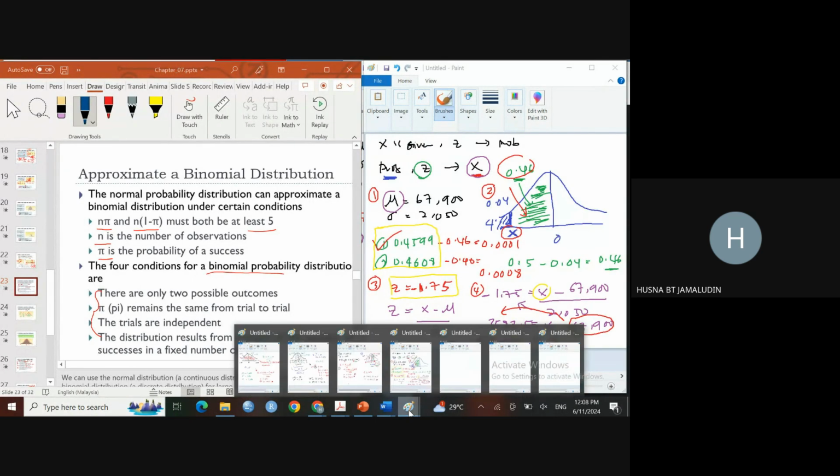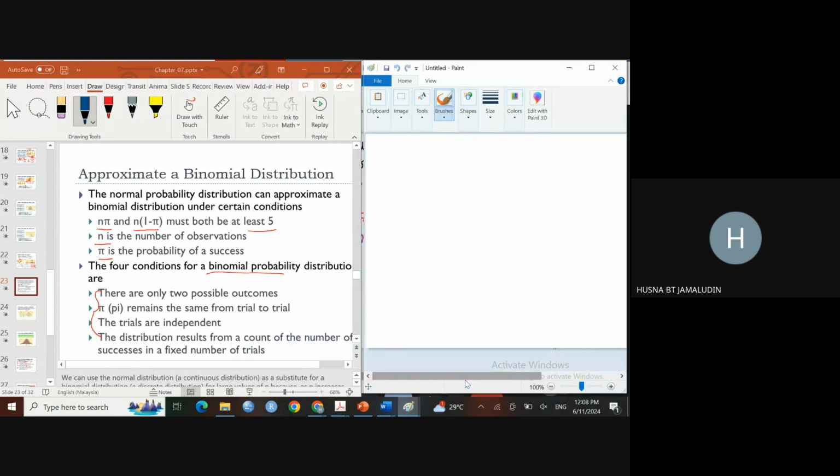Let me use a new sheet. Okay, approximate a binomial distribution. Basically, binomial is covered in the previous chapter, discrete probability distribution. So why do you see this here? Remember, for the discrete, all the questions are the result of counting, and no decimal. But for the continuous, you know that they are the result of measuring, and you have decimal points.